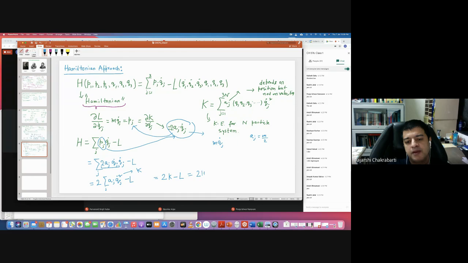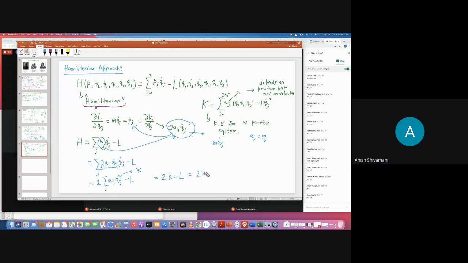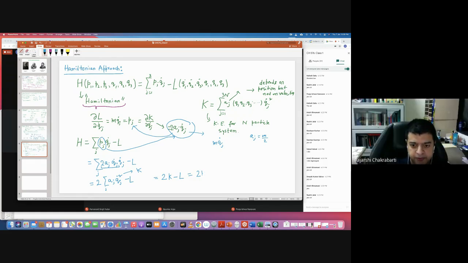2k, and you know what is L? Remember? K minus V. So it was K minus phi. So what do I get here? Total energy. So the Hamiltonian, the way I have defined the function, is nothing but the total energy of the system.